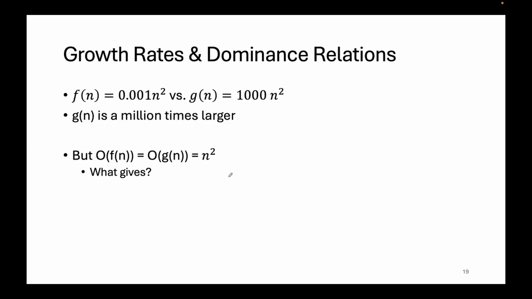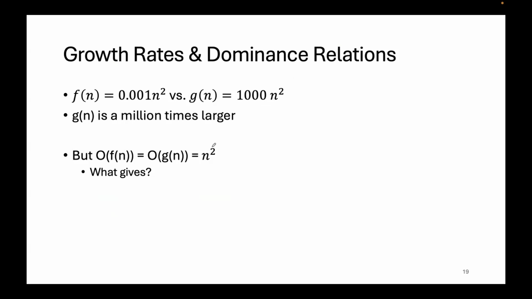Let's talk about growth rates for a bit. So, let's consider f of n as 0.001 times n squared. And we could say g of n, where the constant is 1,000. So if we consider both of these as independent functions, one is 0.001 times n squared, another is 1,000 times n squared.